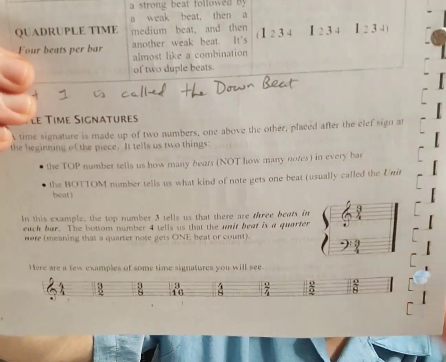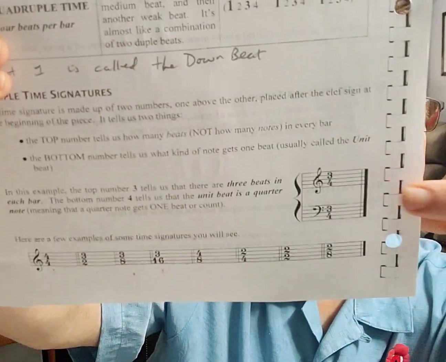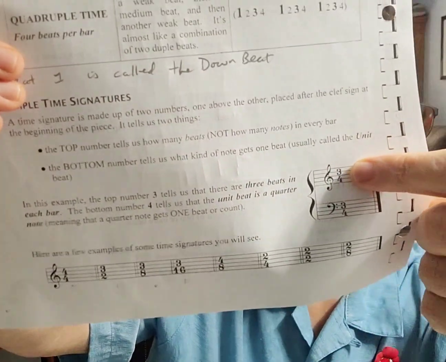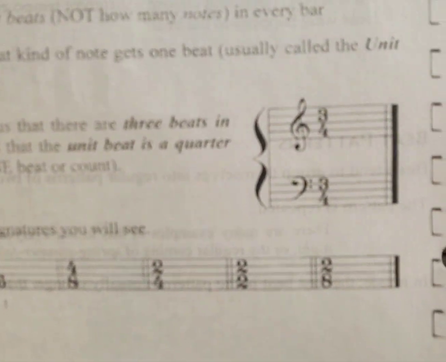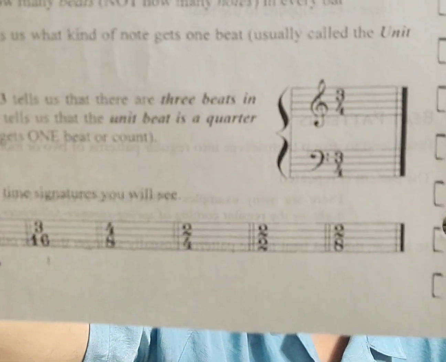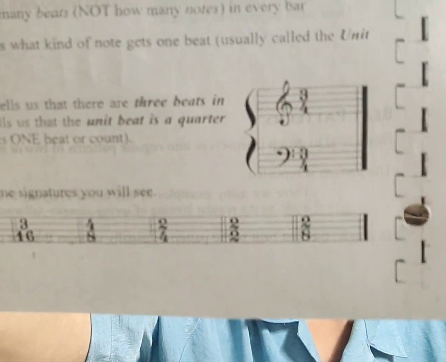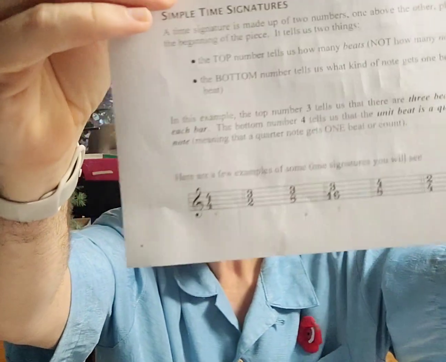In this example, the top number 3 tells us that there are 3 beats in each bar. The bottom number 4 tells us that the unit beat is a quarter note, meaning that a quarter note gets 1 beat or count. And I'll just hold that up to the camera right here. We see the time signature right here. We have a 3 right here for the 3 beats per bar. The 4 represents the quarter note. You'll notice in piano music that we do place the time signature in both staves, the treble and the bass staff.